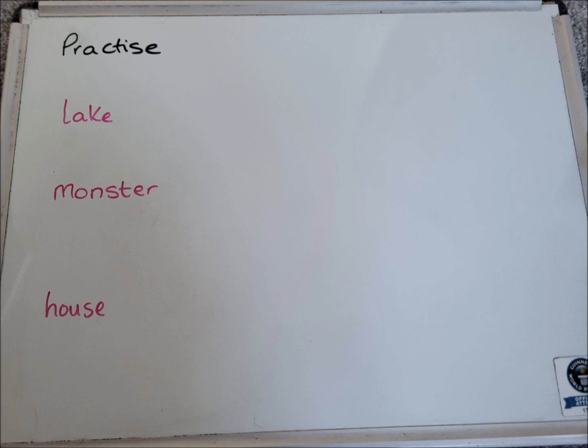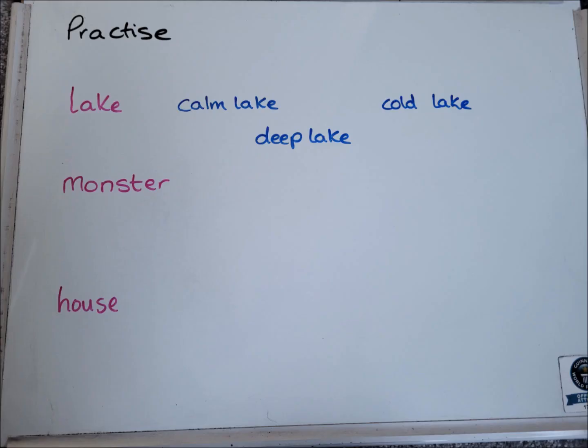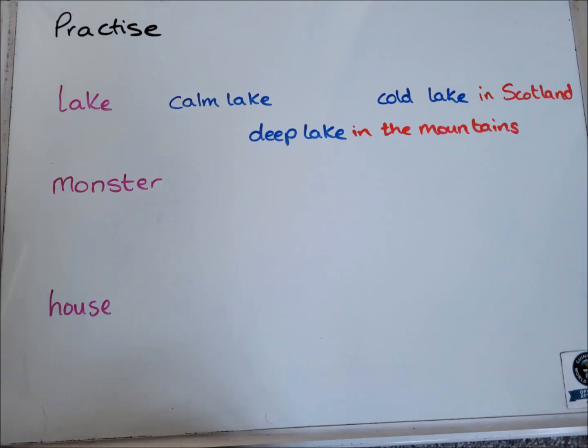Awesome, so these are just my examples, remember. You will probably come up with different examples or similar examples, so we'll have a look together. So for lake, adjectives that I came up with: calm, cold, deep. And then to add in a little bit more information about the location, a cold lake in Scotland, a deep lake in the mountains, for example.